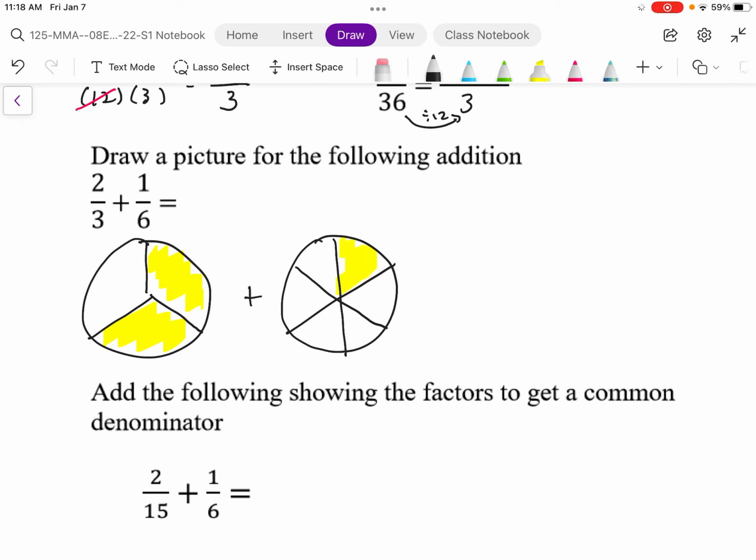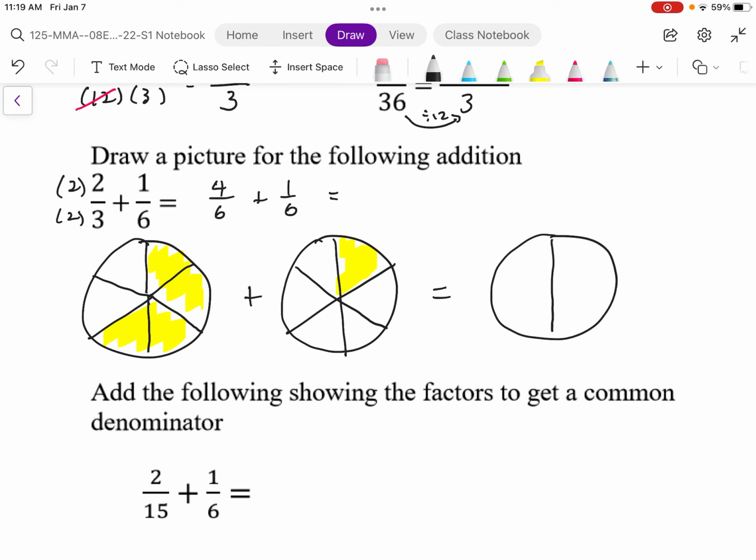And to show how this can add together, we need to count the same size pieces, so we need to make this into the same size pieces. If I do a times 2 on top and bottom, I end up with 4/6 plus 1/6, and that's going to give me a new picture of 5/6. So I can shade in 5 parts out of the 6, and that gives me the 5/6 that I'm looking for.